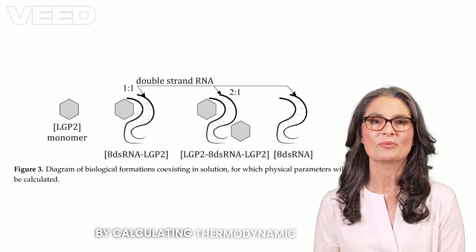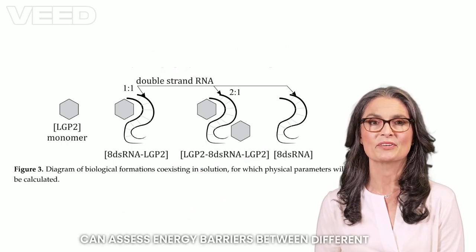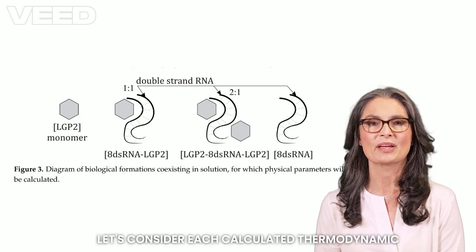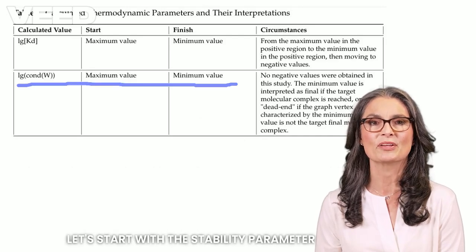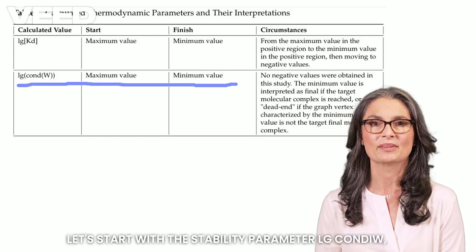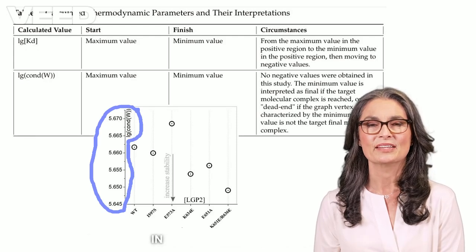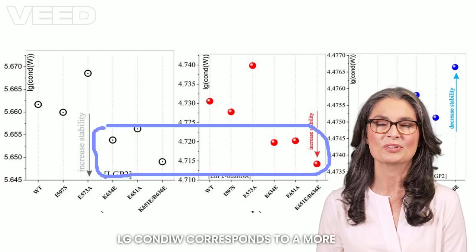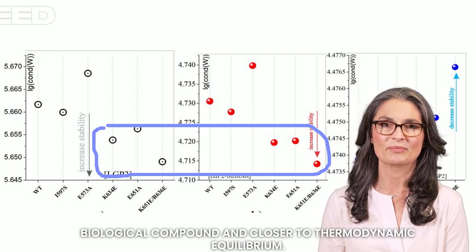By calculating thermodynamic values for each compound, we can assess energy barriers between different states. Let's consider each calculated thermodynamic indicator in more detail. Let's start with the stability parameter Lg_dW, which is presented on the graphs in a logarithmic scale. In this case, a smaller value of Lg_dW corresponds to a more stable biological compound and closer to thermodynamic equilibrium.